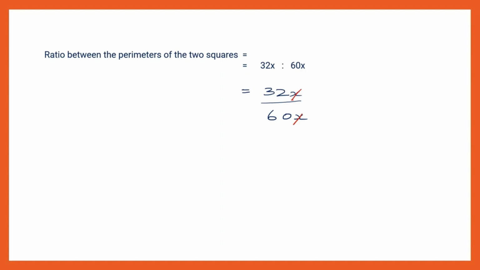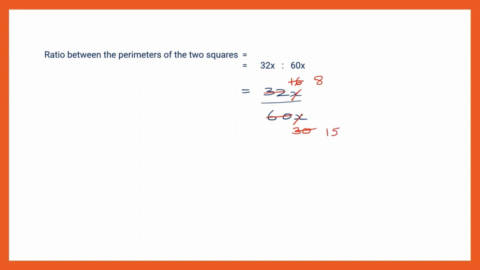2 into what is 32? 2 into 16 is 32. 2 into what is 60? 2 into 30 is 60. Remember to use the same number to reduce. So I have used 2 for both 32 and 60. Now again, I have 16 and 30. Both can be reduced again by 2. So 2 8s are 16 and 2 15s are 30.